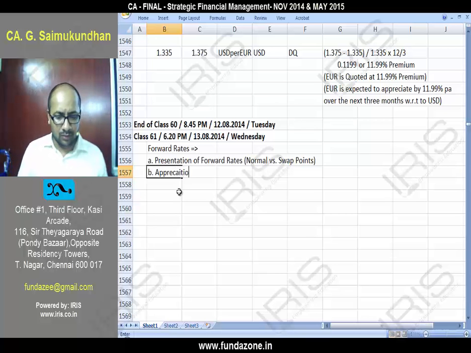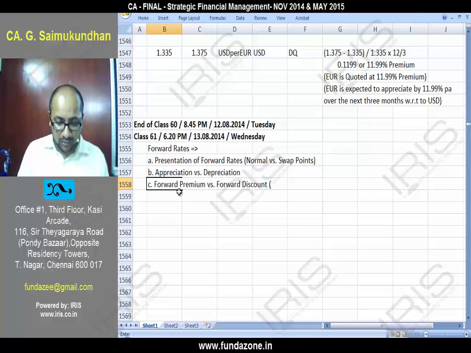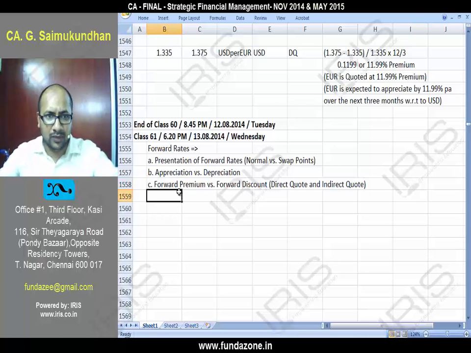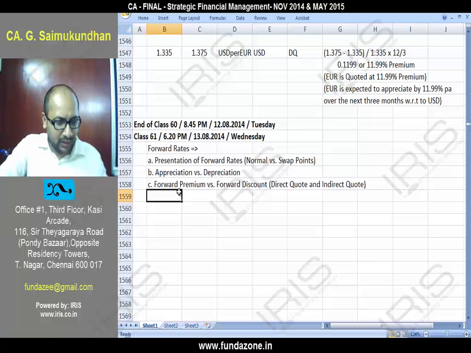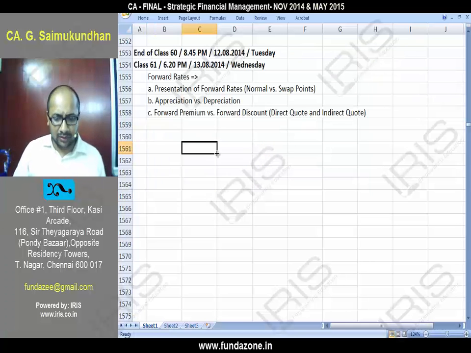We also saw something about appreciation versus depreciation, and we linked this appreciation and depreciation with something called forward premium versus forward discount, under both direct quote and indirect quote. This is the idea, and we started solving questions based on all these ideas. We'll continue our discussion precisely on these areas and then move on. That is what we'll be doing right now.